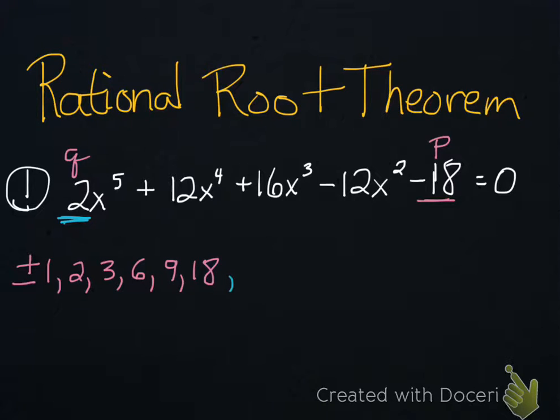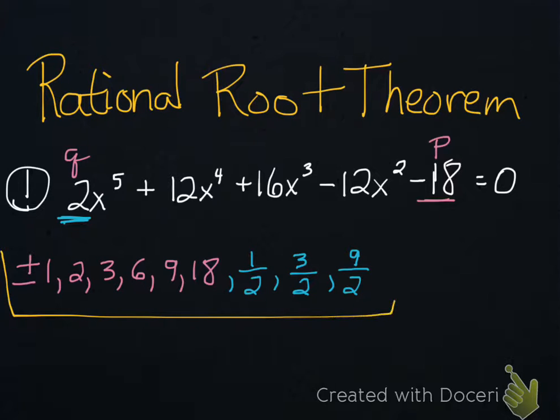1 divided by 2 would give us 1/2. 2 divided by 2 gives us 1. We don't need to write that one. 3 divided by 2. Now, why didn't we write it? Because it's a duplicate. Is 3 over 2. 6 divided by 2 is 3. We've got it. 9 divided by 2, so 9 over 2. 18 divided by 2. That's a duplicate as well. So all my possible roots are the positive and negative of each of these numbers.